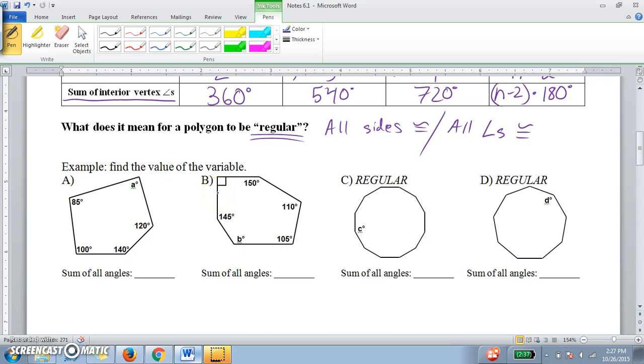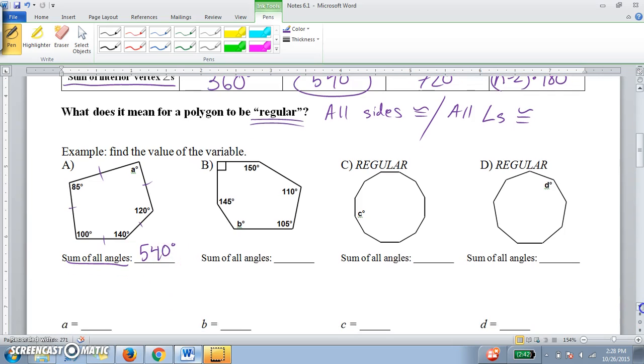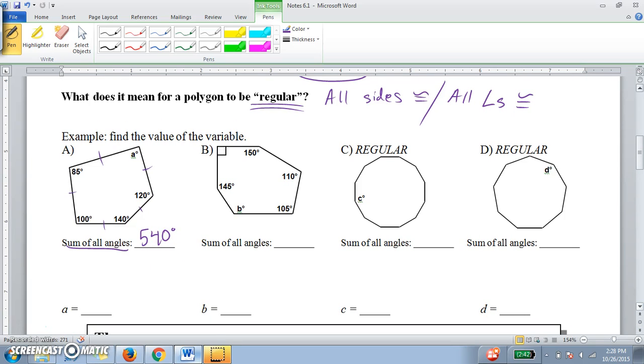So it says find the value of the variable. What is the sum of all of the angles in this shape? Well, it has 1, 2, 3, 4, 5 sides. So we just wrote down up here that a five-sided shape adds up to 540 degrees. So just like with a triangle where we had two angles, we had to find the third, we added up the two angles and we subtracted from 180. So now we're going to add up all of these numbers and subtract it from 540. So if we add 85, 100, 140, and 120, we get 445. And if we subtract that from 540, we get 95 degrees for A right here.